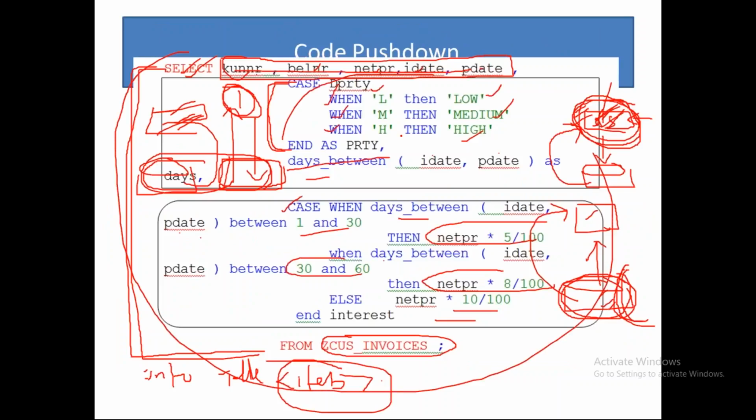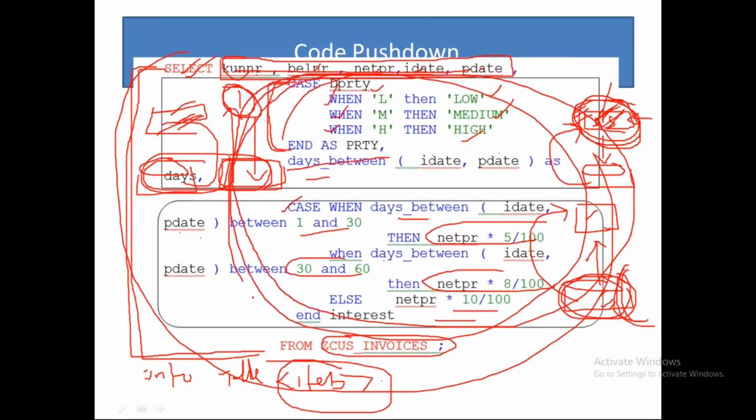Why is it code push down? My calculations are not happening at the application server level. My calculations are happening at the database layer level, because during the selection only I am doing it. But this approach is effective only when your data is in memory. If your data is not in memory, this is not effective.